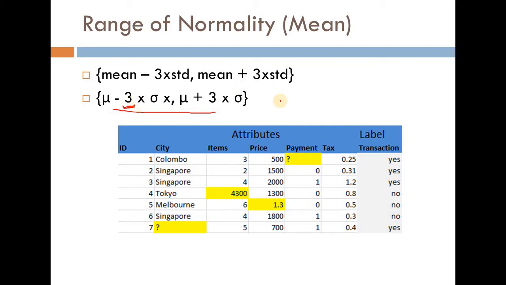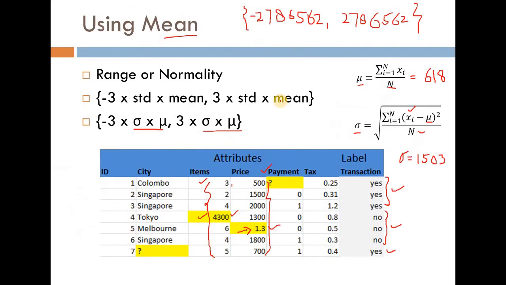So if we get back to the previous slide, over here we defined the range of normality as minus 3 times sigma from mu as the lower limit and 3 times sigma from mu as the upper limit, which was giving us quite a big range and wasn't making much sense. So if we take these values from here, which is mu or mean equal to 618 and sigma or standard deviation as 1503.